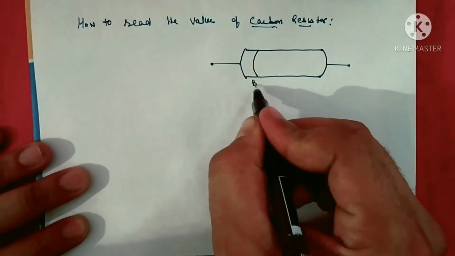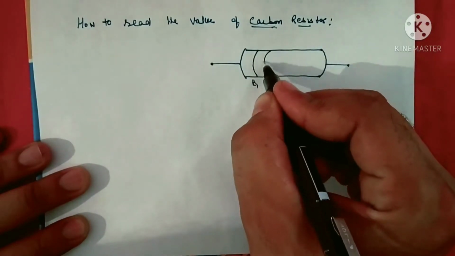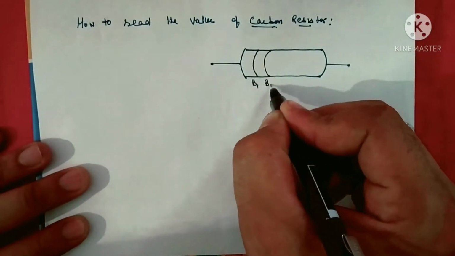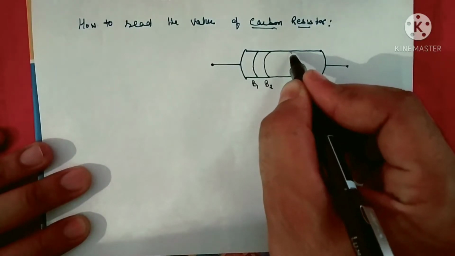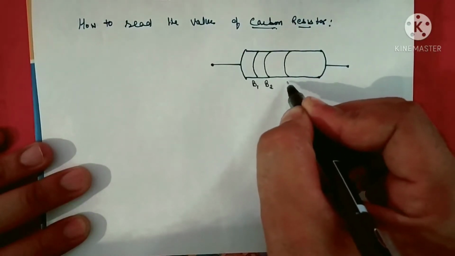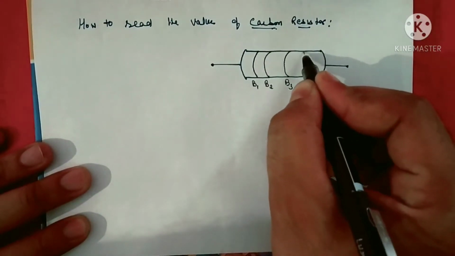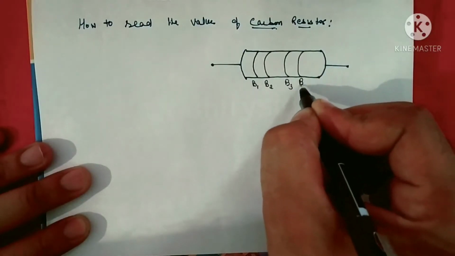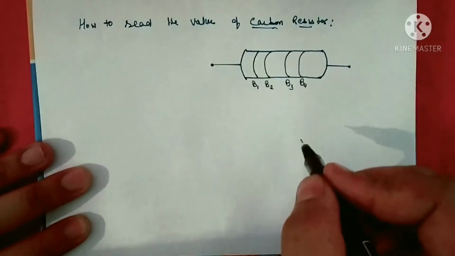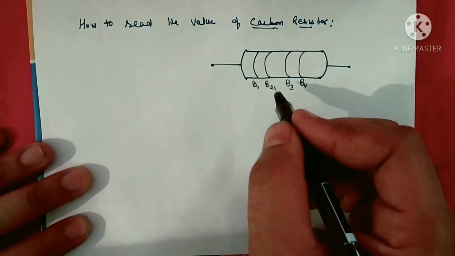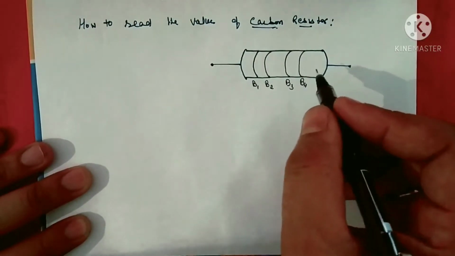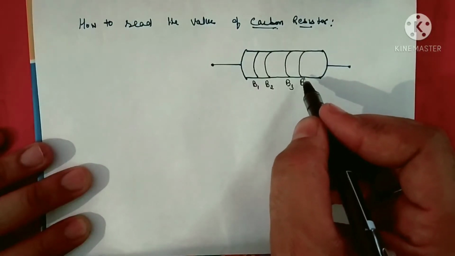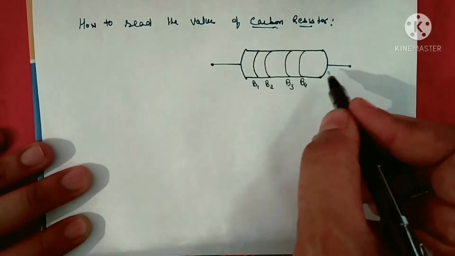This is our first band, this is the second band of color, this is the third, and this is the fourth. Minimum 3 bands will be there and maximum 4. If the 4th band is not there, then how to read the carbon resistance, I will explain.